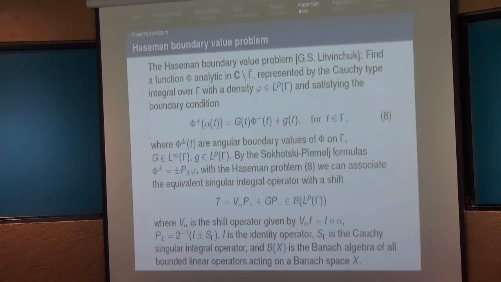So now we have such symbols, functional operators. Here we have coefficients. So it is simple as before. This operator is a shift operator, so we don't normalize. This is not isometric. P plus minus is given by the same formula as before. And B of X is the Banach algebra of all bounded linear operators on the Banach space X.